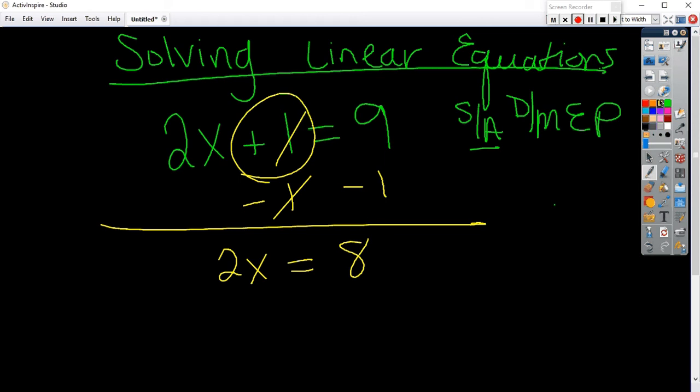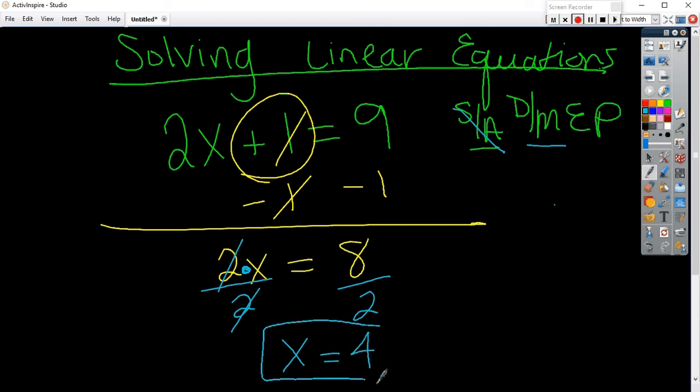So next up, I've done addition, subtraction. Next up, multiplication, division. Right? Because this is being multiplied, the opposite of multiplication is division. So some of you are saying divide, and you're absolutely right. I divide by 2. It's going to be 4. Easy? You sure?